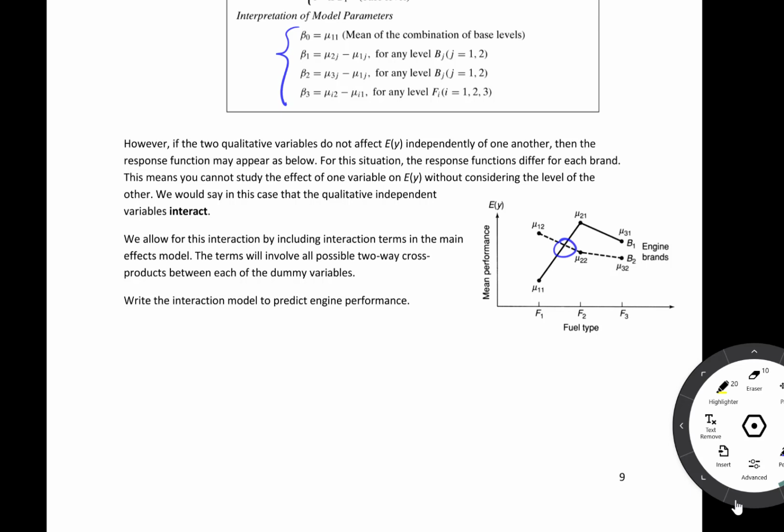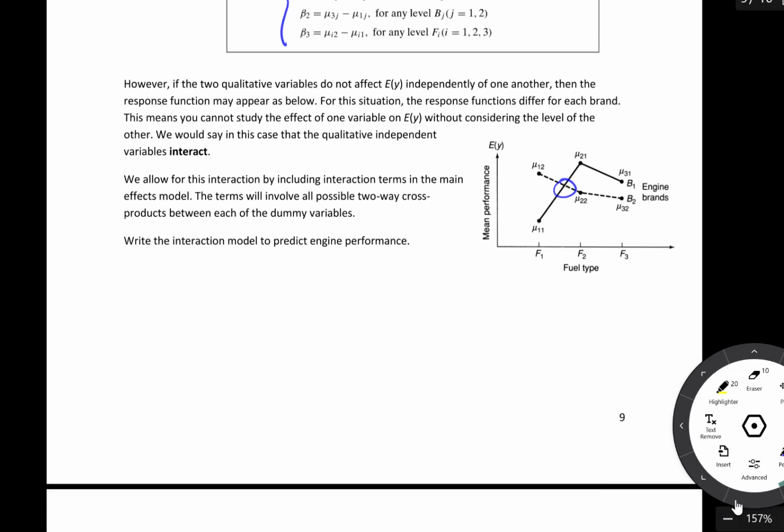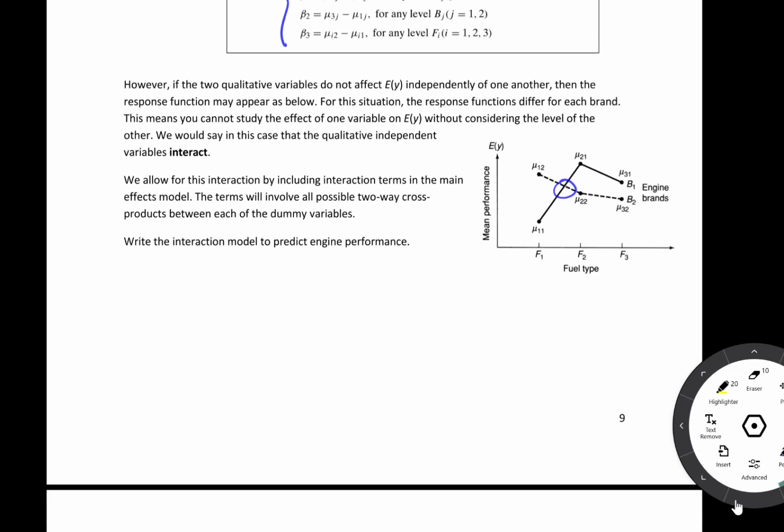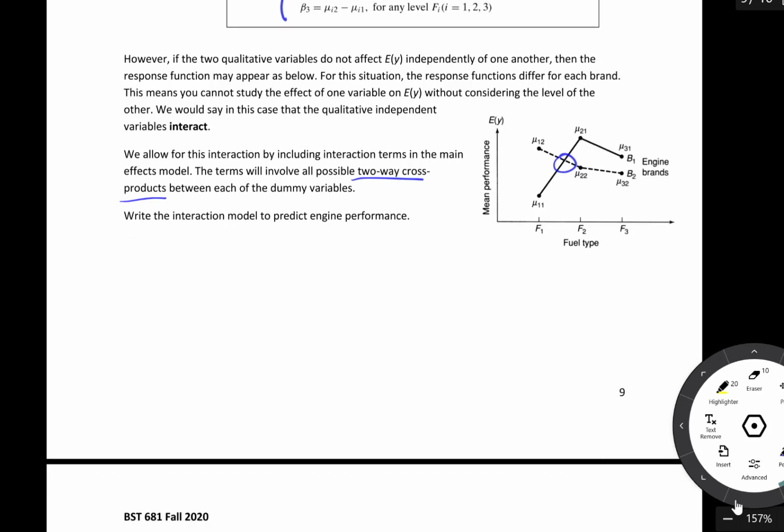It may be that when we look at brand 1, fuel type 2 is better, but when we look at brand 2, for example, it might be that fuel type 1 is better. And so this is the reason when we talk about categorical variables, just like when we did with quantitative, that it's important to consider these interaction terms. So we allow for this interaction by including the interaction terms in the main effects model. The terms will involve all possible two-way cross products, so this is going to be slightly different for each of the dummy variables. So what we're going to do here is write the interaction model to predict engine performance.